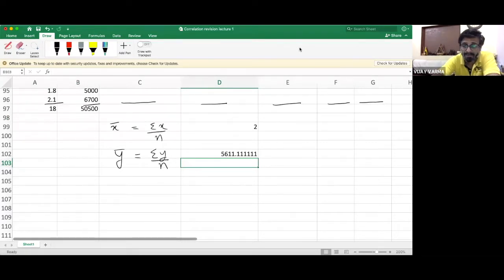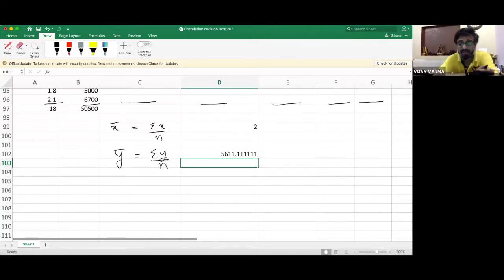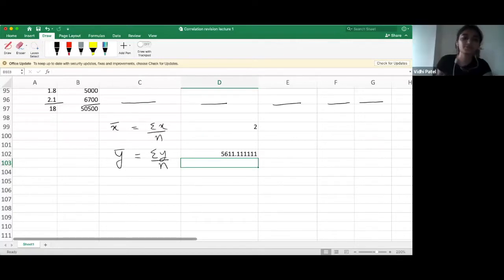Kavya, unmute everyone. Is everyone able to get 2 and 5611.11 for x bar and y bar? Yes, sir. Okay.